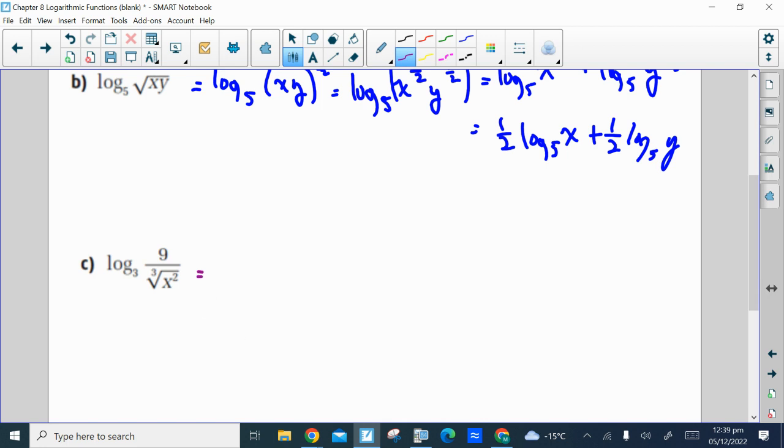Question C, I have log base 3 of 9 over, now I'll write that cube root of x squared as a power. It'll be x to the power 2/3. I can bring that x to the 2/3 from the bottom to the top. So it'll be log base 3 of 9x to the negative 2/3.